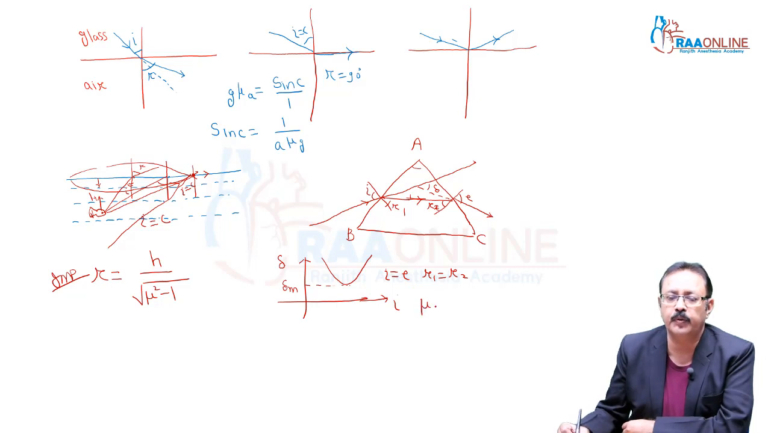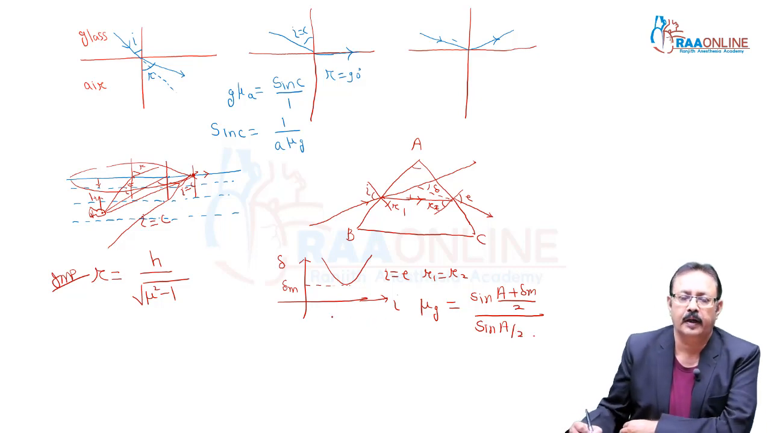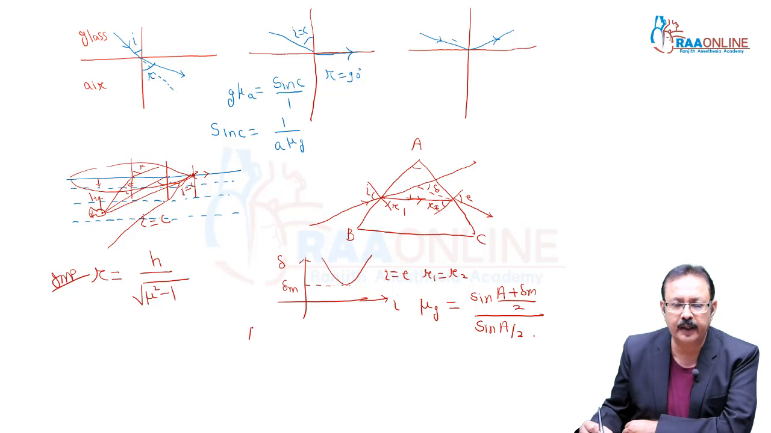And you can calculate mu of the material of the prism by the formula sin of (A plus delta m) by 2 divided by sin A by 2. At the time of minimum deviation, you can calculate the prism angle A by R by 2. R1 and R2 are equal, and we know the relation of R1 and R2 with A. You have the derivation in your 12th class. At the time of minimum deviation, R1 and R2 are equal. We are taking them as R. So you will get R is equal to A by 2.